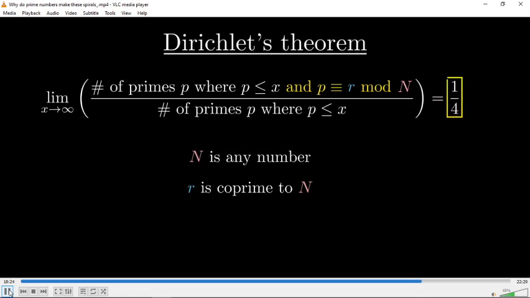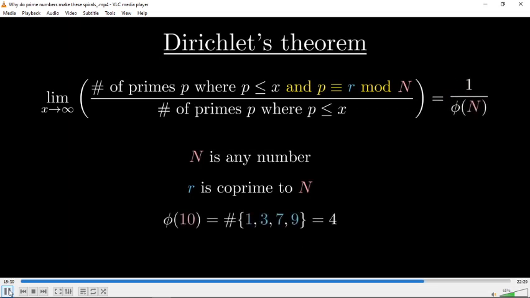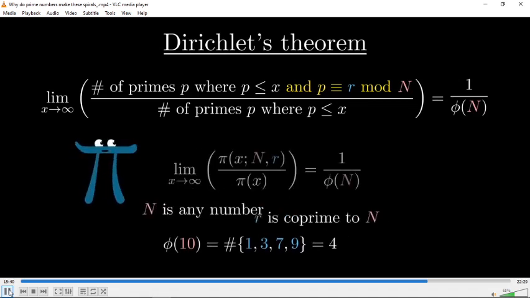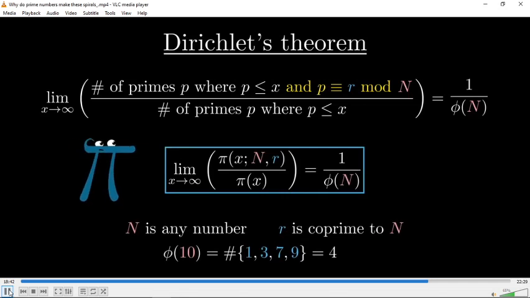Instead of approaching 1/4 as x goes to infinity, that proportion goes to 1 divided by phi of n, where phi is that special function I mentioned earlier that gives the number of possible residues co-prime to n. And in case this is too clear for the reader, you might see it buried in more notation, where this denominator and the numerator are both written with a special prime counting function. The convention, rather confusingly, is to use the symbol pi for this function, even though it's totally unrelated to the number pi.